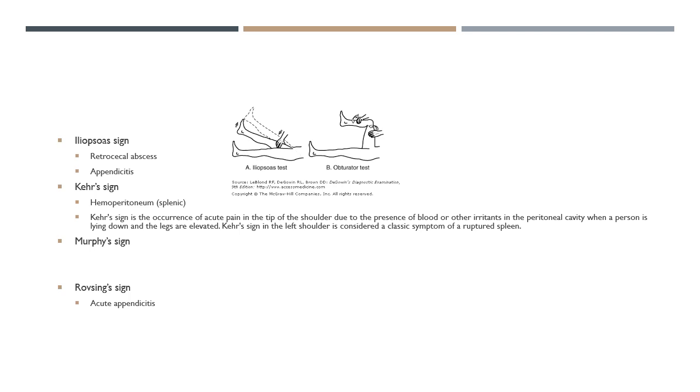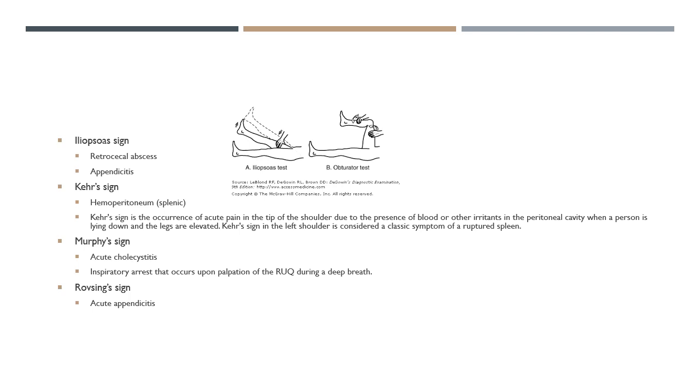Next you have Murphy's sign. What is Murphy's sign? Murphy's sign is representative of acute cholecystitis, as you know. This is going to be an inspiratory arrest that occurs upon palpation of the right upper quadrant during a deep breath. So you're going to have the patient take a deep breath, and you're going to press down on that abdomen. If they stop breathing while you're pressing down, that's going to be considered a positive Murphy's sign.